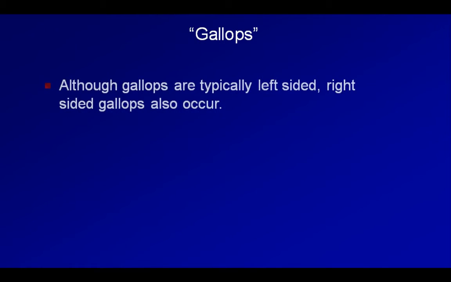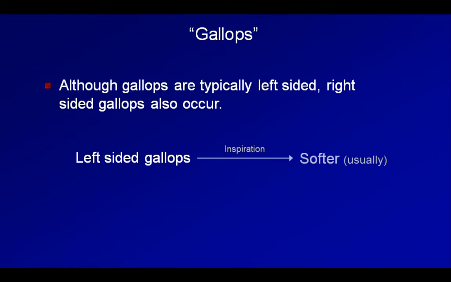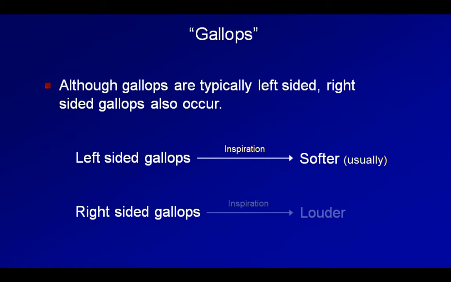Gallops usually originate from the left side of the heart, but can on occasion originate from the right side as well. Aside from a slight difference in location where they are best appreciated, left and right gallops can also be differentiated by the effect of respiration. The most common left-sided gallops heard in CHF get softer with inspiration, while the rarer right-sided gallops, for example a right-sided S3 in a massive pulmonary embolism, get louder with inspiration.